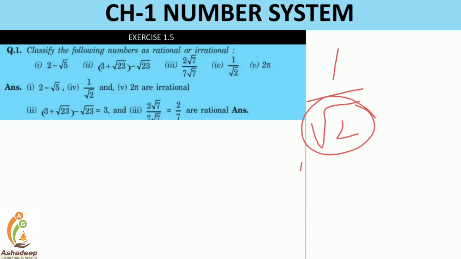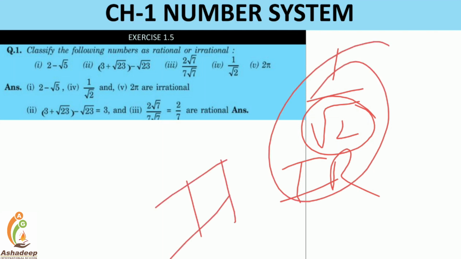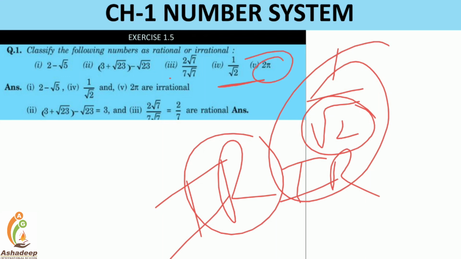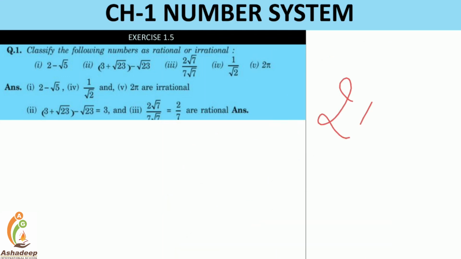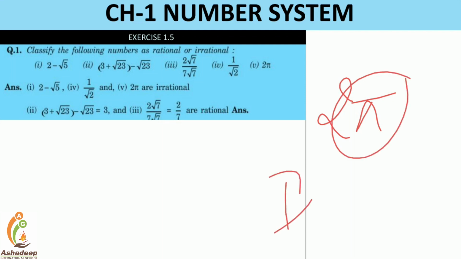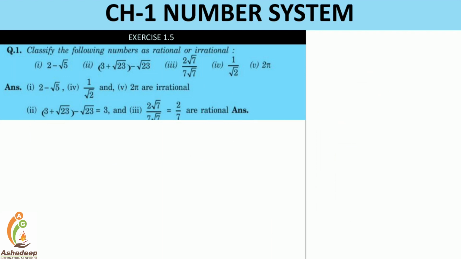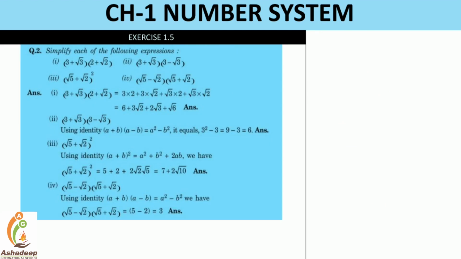And here 1 upon square root of 2. Now square root of 2 is an irrational number, so the whole term is going to be irrational, right? So this is irrational. Here pi is irrational. We already know that pi is an irrational number. So this whole term is going to be an irrational number, right? So here are the answers. Simple, easier. Now let's move ahead.